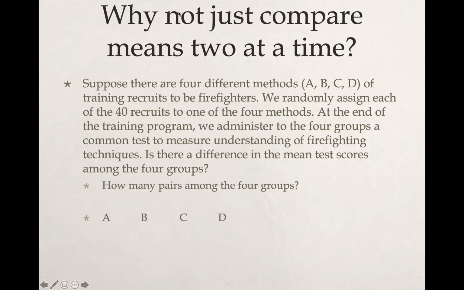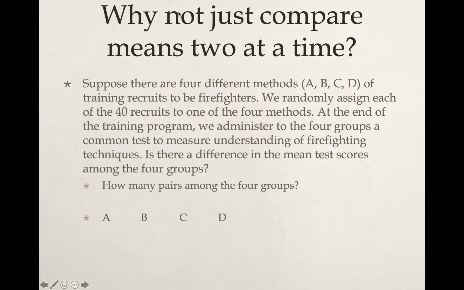So here's a good example for you. Suppose there are 4 different methods, A, B, C, and D, of training recruits to be firefighters. We randomly assign each of the 40 recruits to one of the 4 methods. At the end of the training program, we administer to the 4 groups a common test to measure understanding of firefighting techniques. Is there a difference in the mean test scores among the 4 groups?